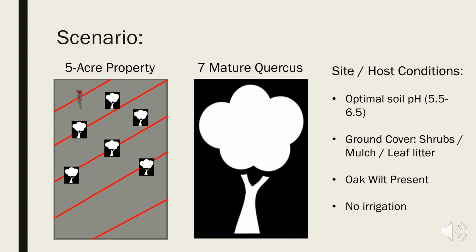The optimal soil conditions in terms of pH are 5.5 to 6.5. The ground cover consists of shrubs, mulch, and leaf litter that they allow to fall every year, so it's consistent leaf litter accumulating. There's oak wilt present in 1 host, and there's currently no irrigation. It's a new infection.